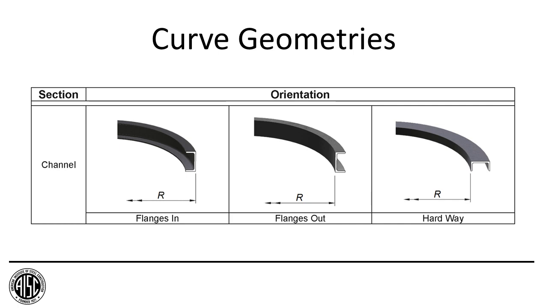Channels, the weak axis are for the two figures on the left, and strong axis, or the hard way bending, is for the figure on the right. Okay, and the figure on the right, of course, you can see the radius goes to the inside of the inside flange, and for what is called flanges in and flanges out by the bender rollers, it goes to the back of the channel in both cases.